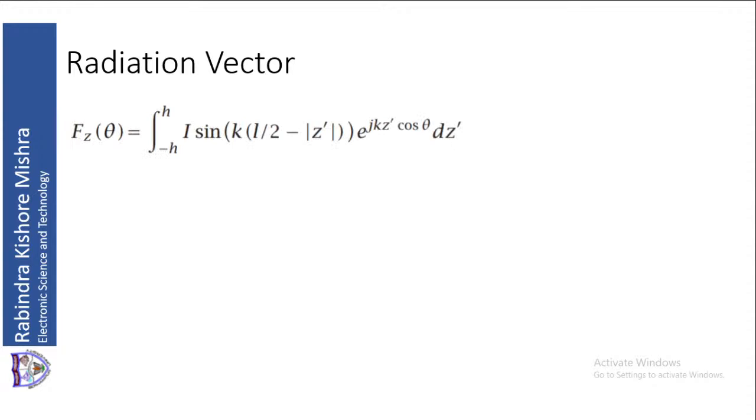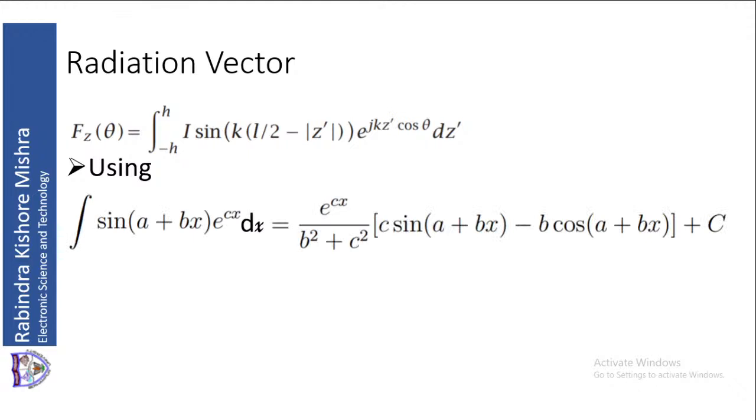So let us start with finding the radiation vector of this antenna. As we know, our radiation vector you can find out once you find Fz. So Fz(theta) will be the integral from minus H to H, where H is equal to L by 2, of I, the peak current, sin k(L/2 minus absolute z dash) exponential j k z dash cos theta dz dash. Now we have to integrate this. I is a constant that we will take out. So what is remaining is that part we have to integrate.